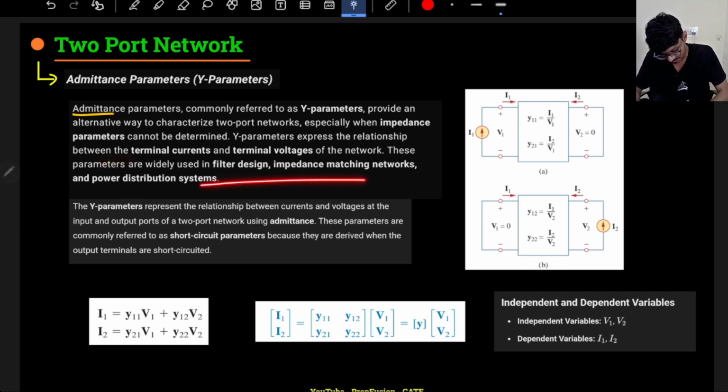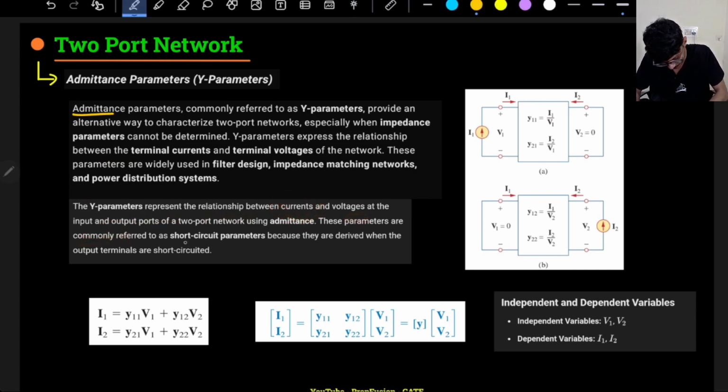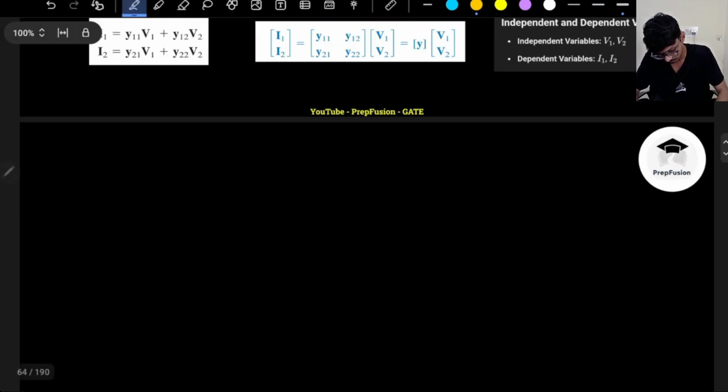Okay, and these things are written here. Why is it used? Y parameters represent the relationship between the currents and voltages at input and output. So we will see obviously, and they are also referred to as short circuit parameters. Why are they referred to as short circuit parameters? I will explain just in a second.